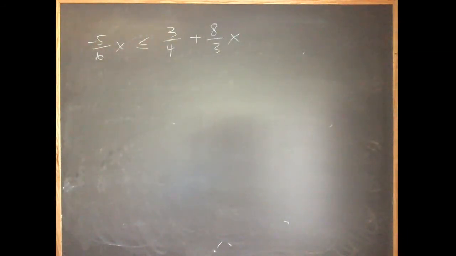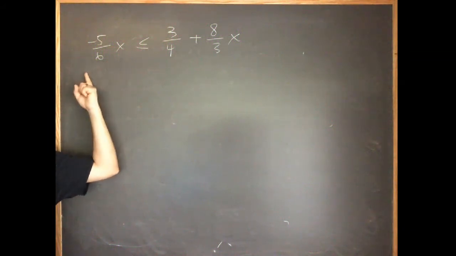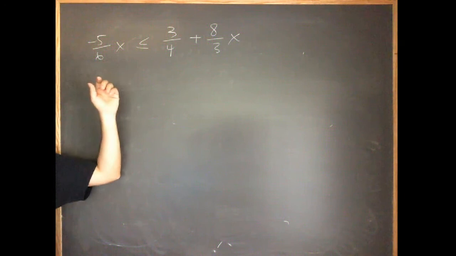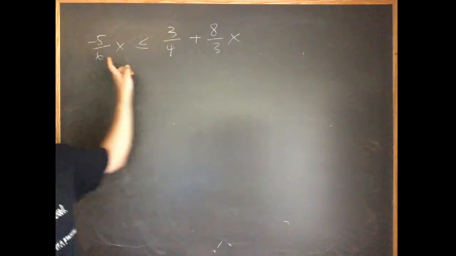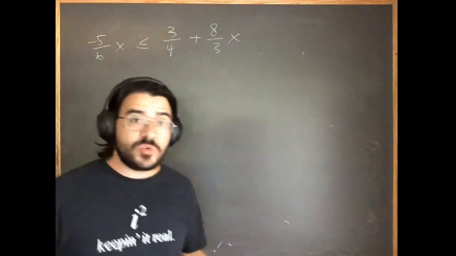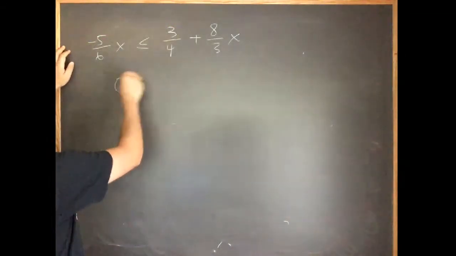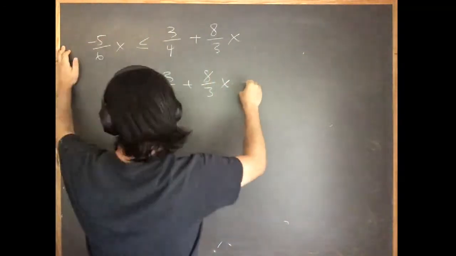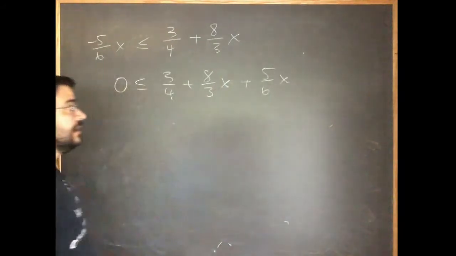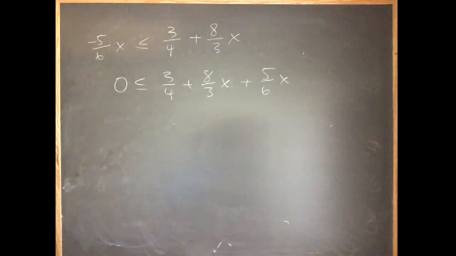Okay. So for me, the first step that I did is I didn't want to deal with any negatives next to my x, right? So this negative 5 over 6, I don't want to have to multiply and move things around. So in this case, I'll just add 5 over 6x to both sides of the inequality. And that gets rid of the negative that's next to the x, right? So adding 5 over 6x to both sides, we get zero here, 3/4 plus 8 over 3x, that's just that one, and then just add the 5 over 6x. And you'll notice that now we just have positive numbers next to the x, okay?